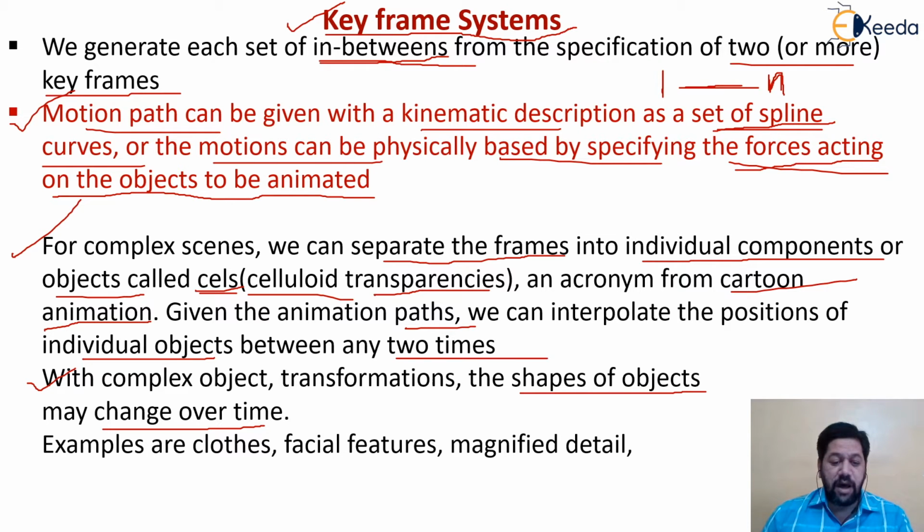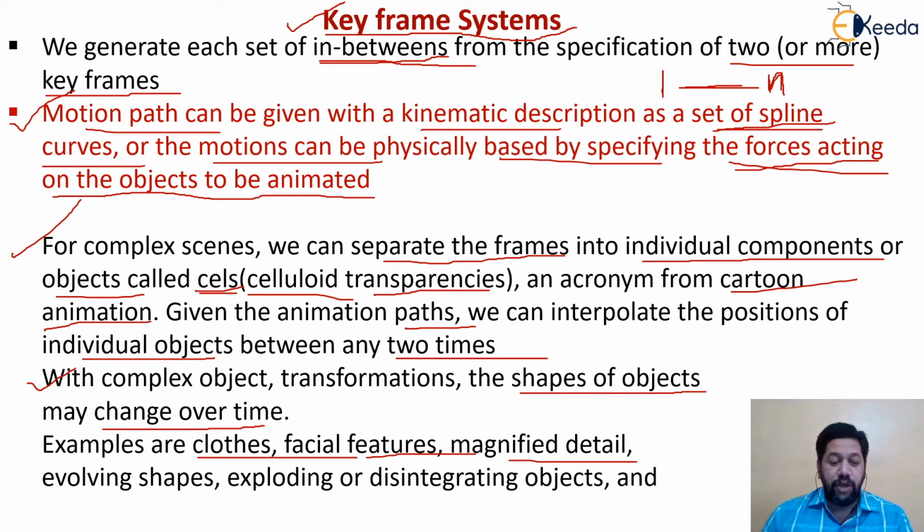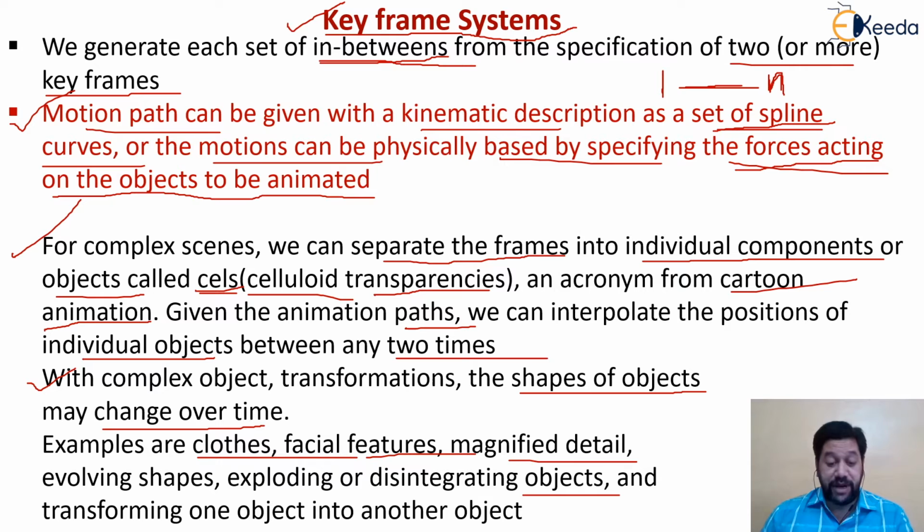The examples are cloth, facial features, magnified details, evolving shapes, exploding and disintegrating objects, and transforming one object into another object. So all these things are involved in the keyframe system, so we have to think about it. Maybe at the start position frame the object may look different, and at the end it may look different. It depends upon the action, it depends upon the motion which we want to show for that particular object.